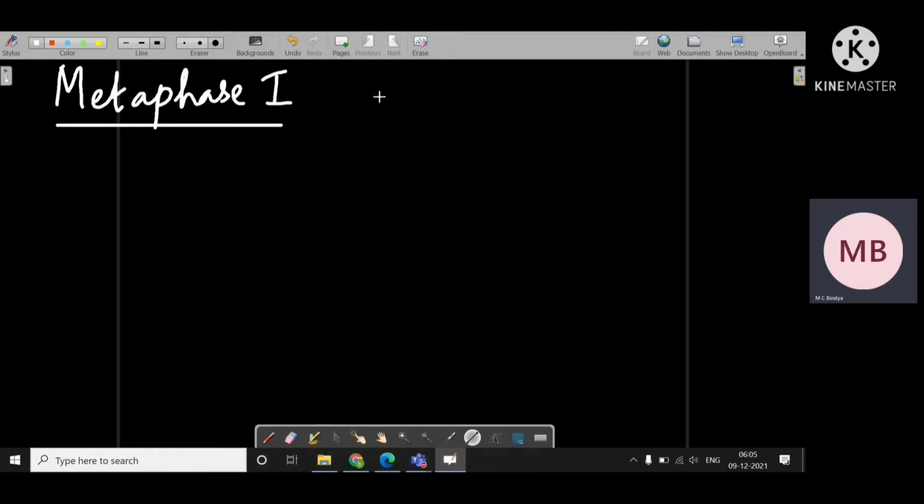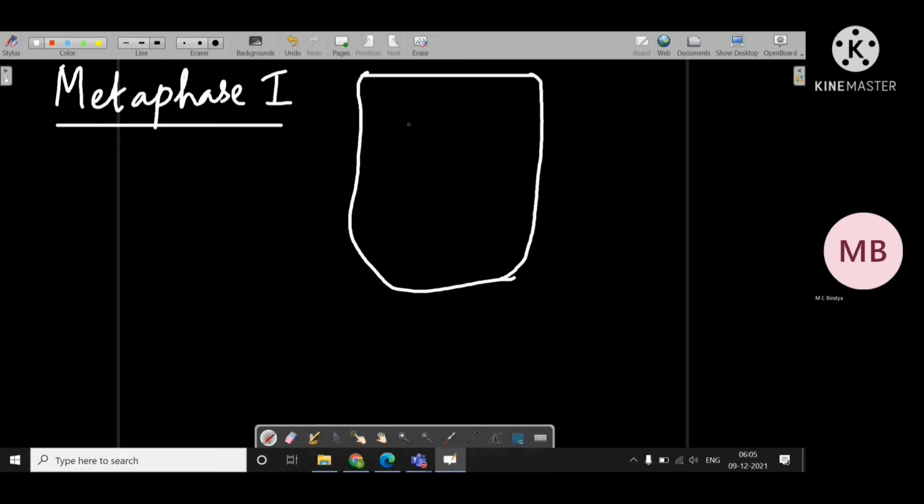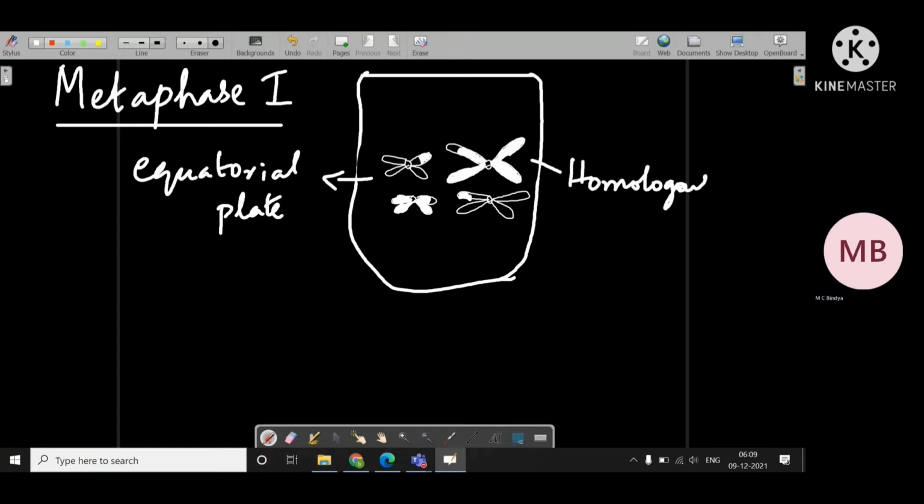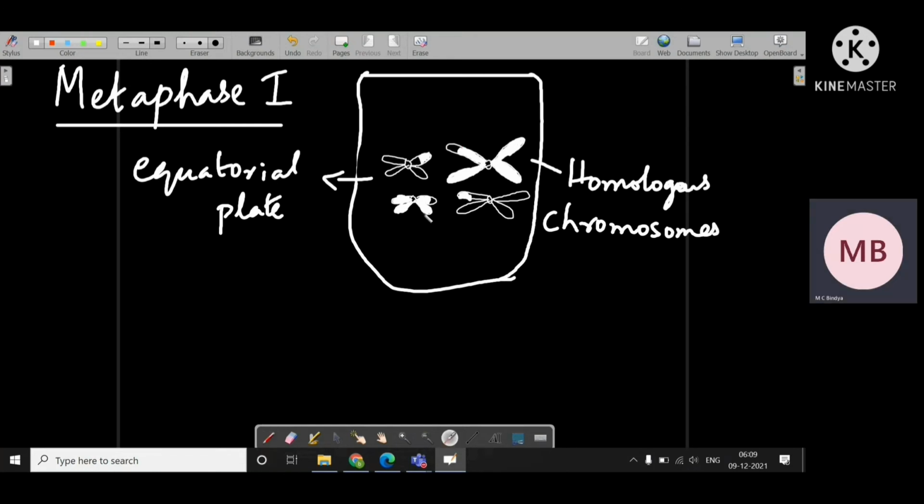Metaphase 1 stage, the homologous chromosomes are attached at the equatorial plate. So here you can see the equatorial plate, and that is where the homologous chromosomes are attached. So these are the homologous chromosomes. Now these homologous chromosomes, we can also see the exchanged gene segments on some of the sister chromatids after the prophase stage.